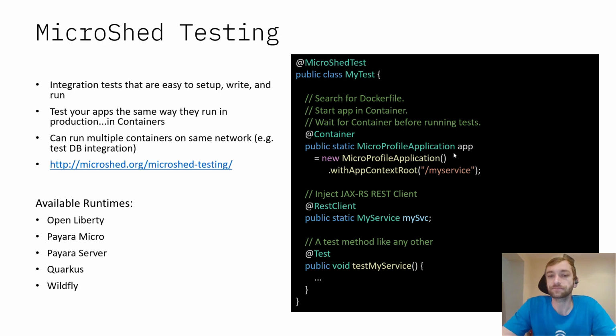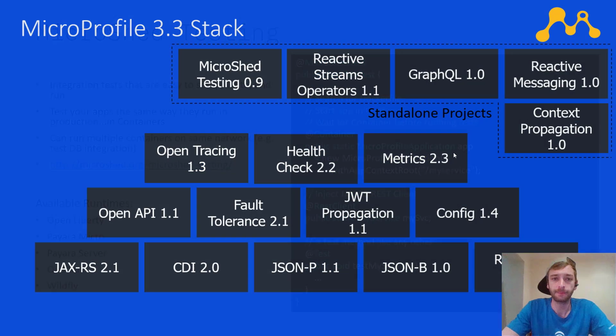Then we have the container, and that essentially is the container your application is running in. Here we specified the context root. You can specify stuff like ports, etc. And then simply we inject our REST client, and then we have @Test, just the test as you normally would. So again, this is a really good way to replicate your production environment as much as possible on your local machine. You can use your own images. So if you specify a Dockerfile, it can do a Docker build for you. It's entirely up to you.